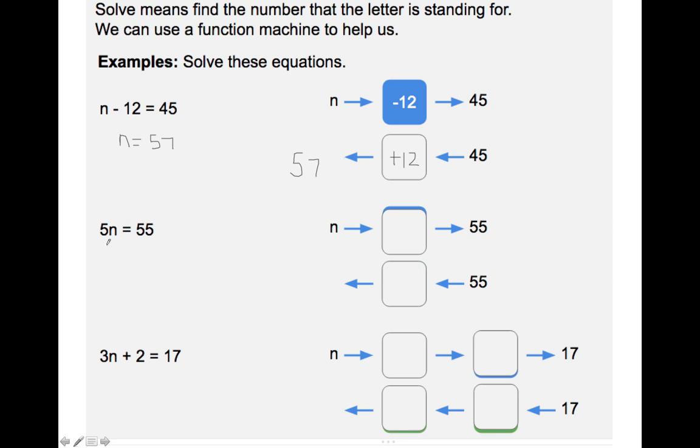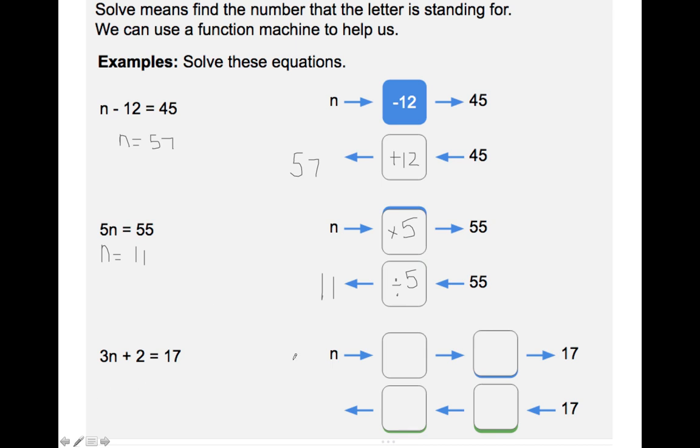Let's have a look at this one. 5n equals 55. Well, I've put n in the machine and I timesed it by 5 and it came out as 55. So now we need to work backwards. What's the opposite of times 5? It's divide by 5. So 55 divided by 5 is 11. n equals 11.